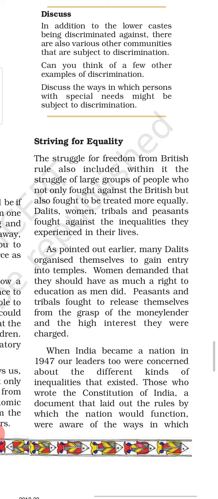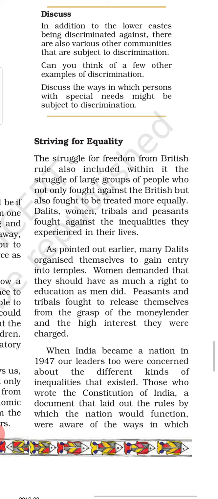As pointed out earlier, many Dalits organized themselves to gain entry into temples. Women demanded that they should have as much a right to education as men did. Peasants and tribals fought to release themselves from the grasp of the money lenders and the high interest they were charged. So, Dalits wanted entry in the temples. Women wanted equal right to education as men. Peasants and tribals wanted to get themselves free from the clutches of the money lenders.